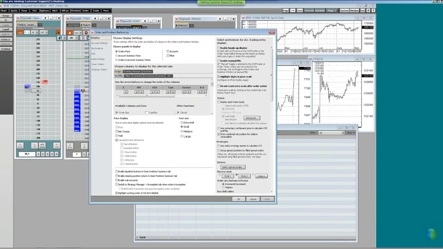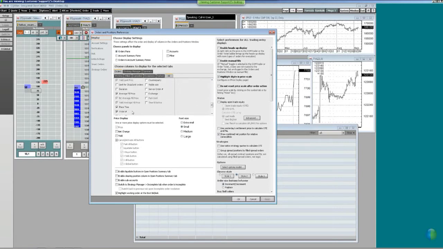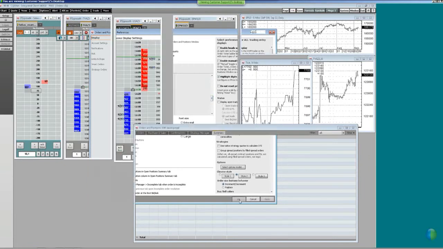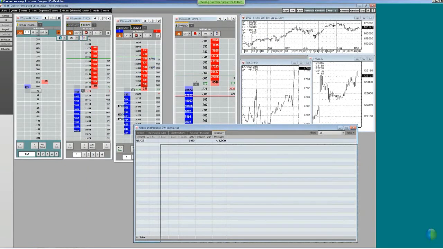Functionality within the DOM itself includes the ability to cancel all and cancel global. Cancel all will cancel all working orders in this view. Cancel global would cancel everything for your account. Cancel buys and cancel sells buttons are configured there separately as well.